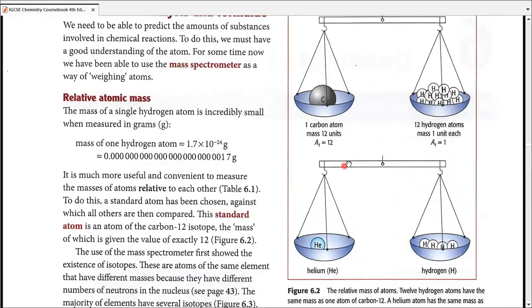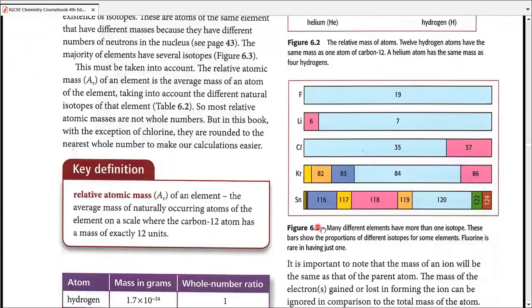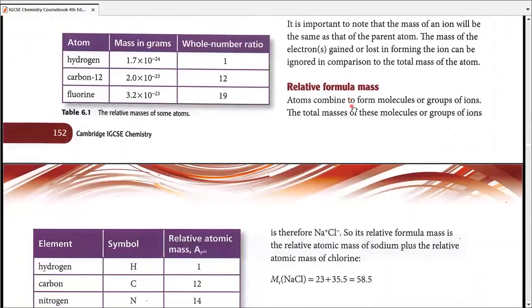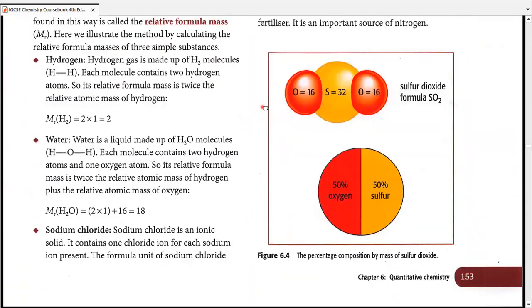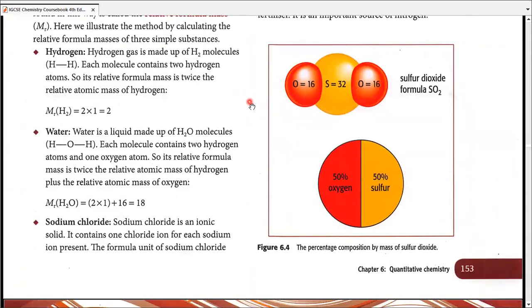Okay, so when we are done with this one, what we get to do is to talk about the relative formula mass. And when I use the term relative formula mass, it's pretty simple. Like if we're talking about water, as the example given over here, the formula is H2O. So we'll take the mass of hydrogen two times and we'll add it to the mass of oxygen. We'll get the mass of water.